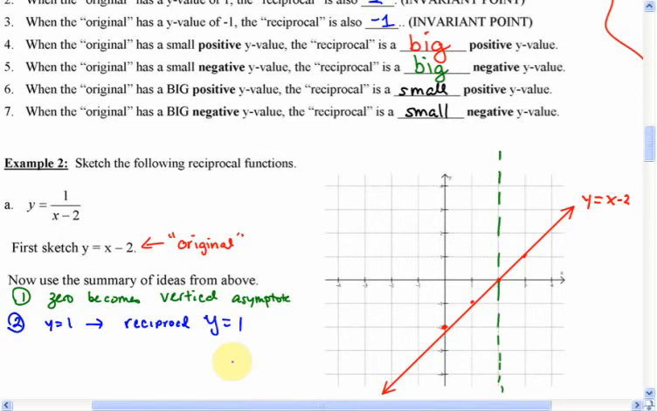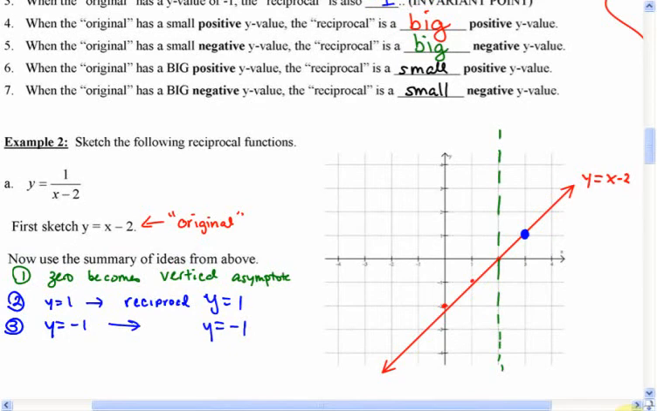3. So let me just tell you right now, this point is also a point on your reciprocal graph. When the y value is 1, the reciprocal's y value is also 1. And similarly for number 3, when y equals -1, the reciprocal is also equal to -1. So what's my other big blue dot that I'm going to put on this picture?